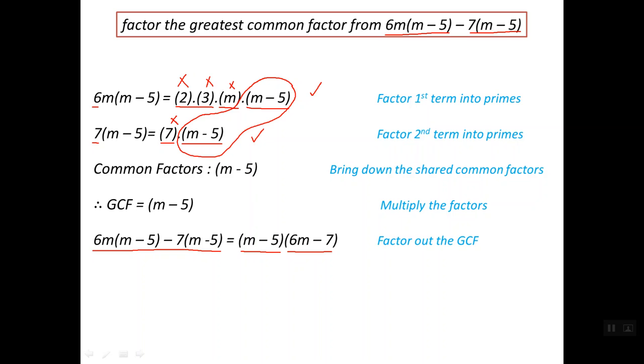See that the 6m is in the second factor, and in the main statement it is in the first term. So we can commute. So m minus 5 multiplied by 6m minus 7 is the same as 6m minus 7 multiplied by m minus 5. Here we use the commutative property for multiplication.